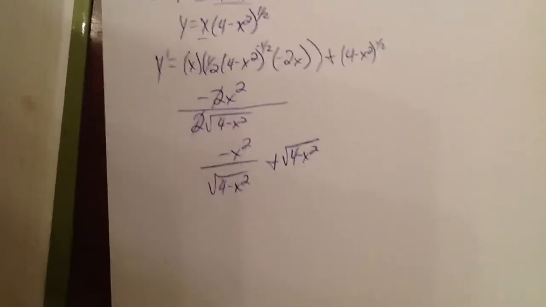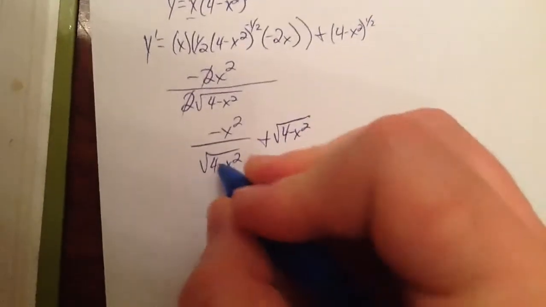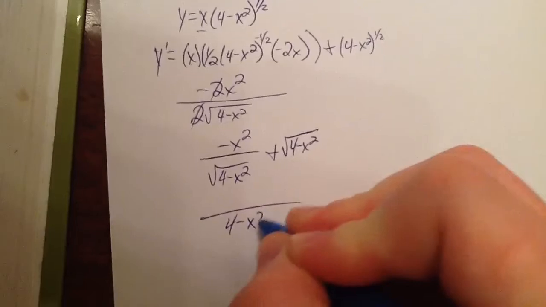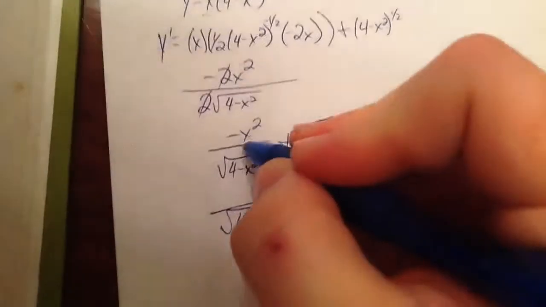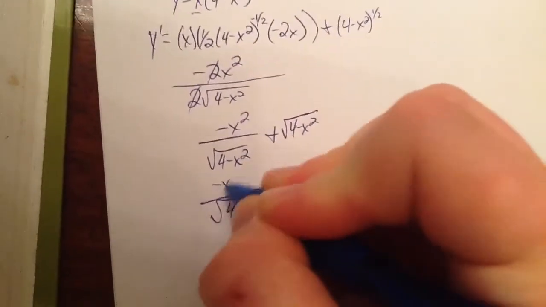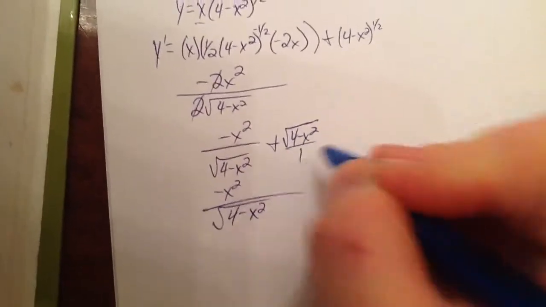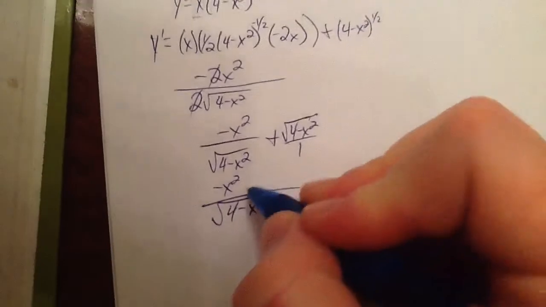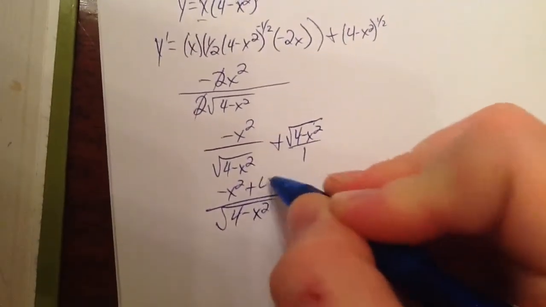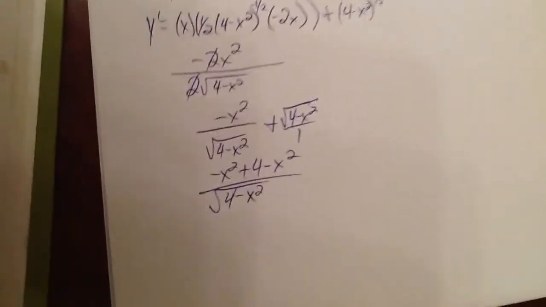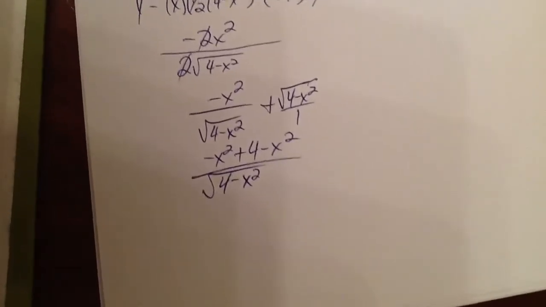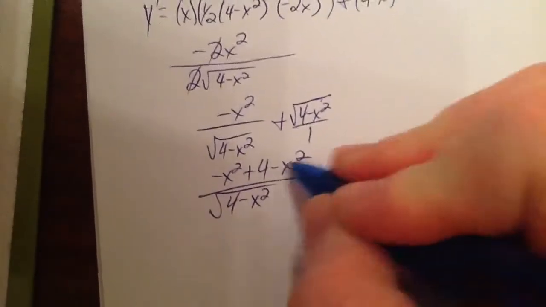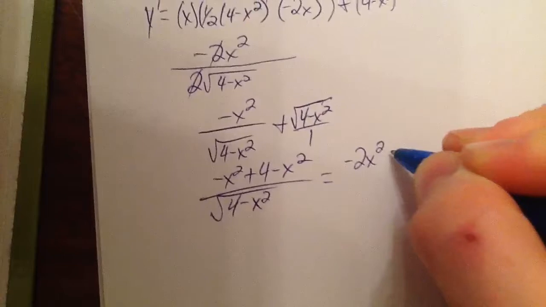So I better add those together, get a common denominator. That would just be 4 minus x squared. Square root of 4 minus x squared. Top of that one's good because it already had the denominator. Multiply the bottom of that by that. So you have to multiply the top by the same thing. And the square root times square root is just whatever was underneath. Combine like terms. So negative 2x squared plus 4.